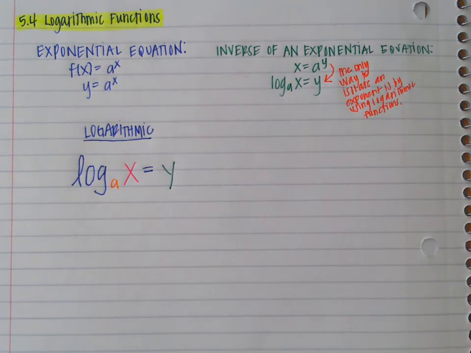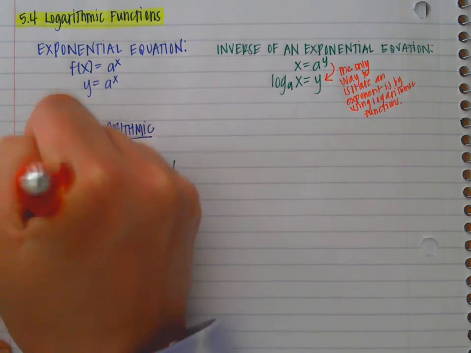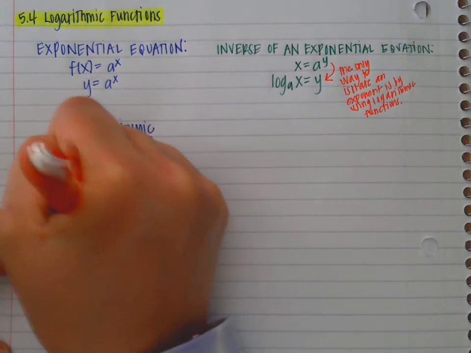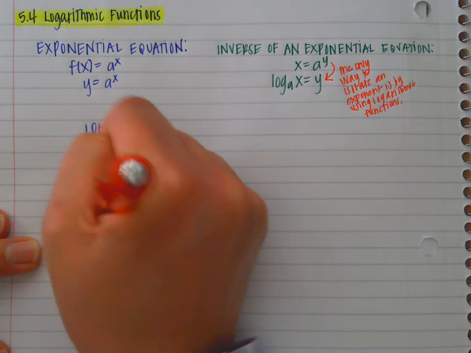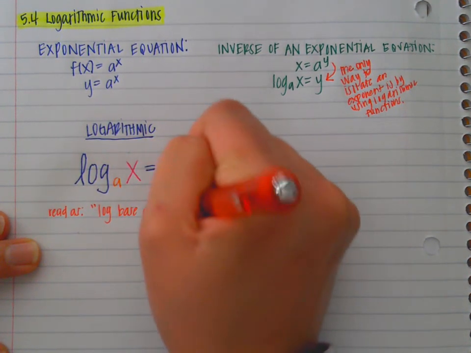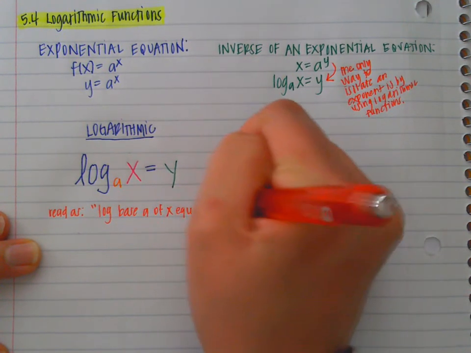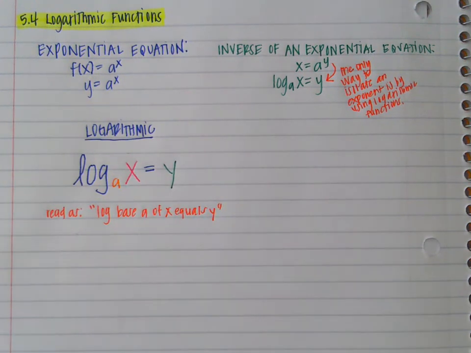y. Okay, so first thing I want to say is I want to say it as I would read that, just like I did. So how we would say this is log base A of x equals y. So log base A of x equals y. Super important. It's just how we read it. So A is what we call the base.